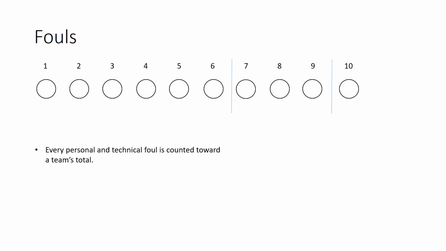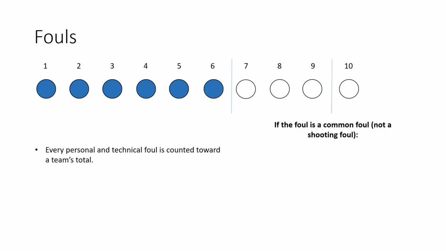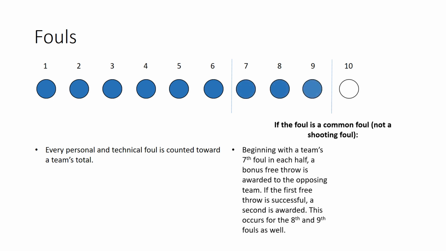Every personal and technical foul is counted towards a team's total fouls. As the team commits fouls, the scorekeeper will keep track of how many fouls the team commits. If the foul is a common foul and not a shooting foul, we treat the seventh foul a little bit differently. Beginning with a team's seventh foul in each half, a bonus free throw is awarded to the opposing team. If the first free throw is successful, a second is awarded. This occurs for the 8th and 9th fouls as well.